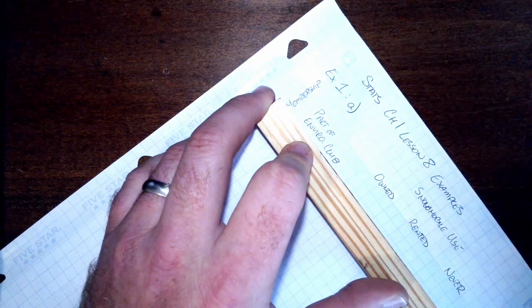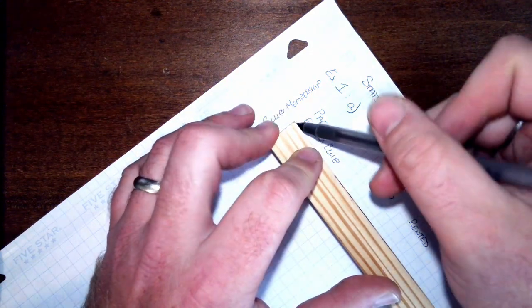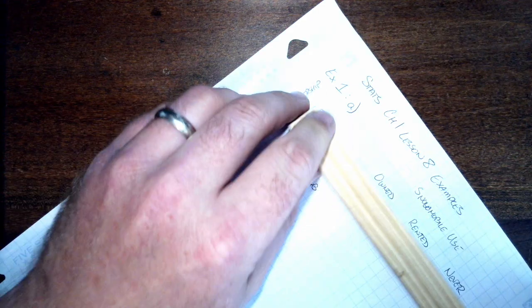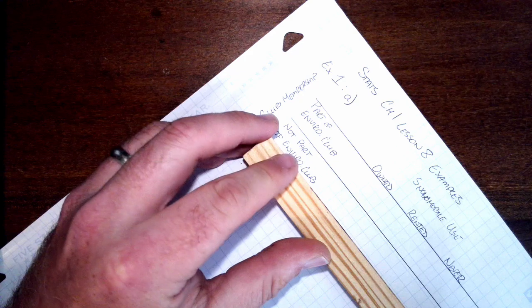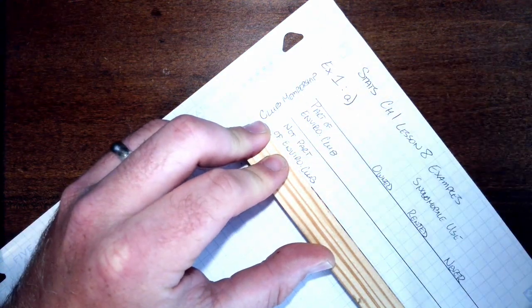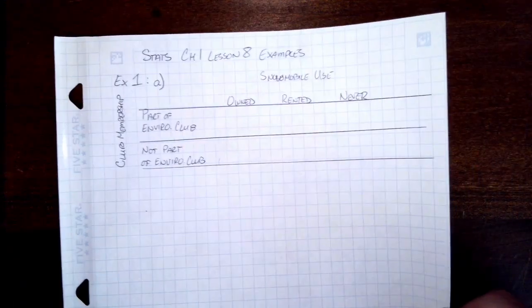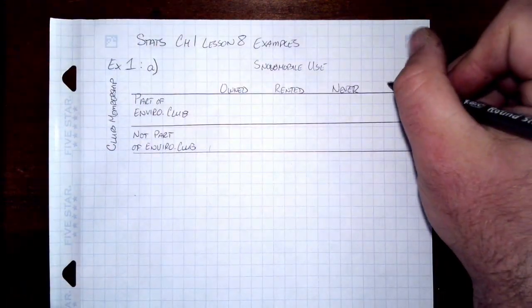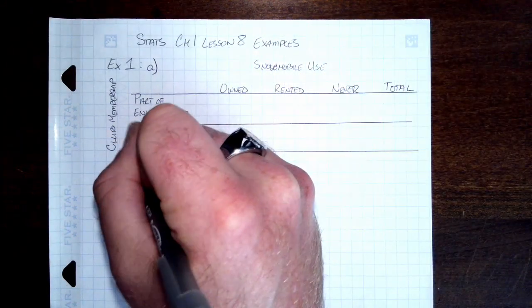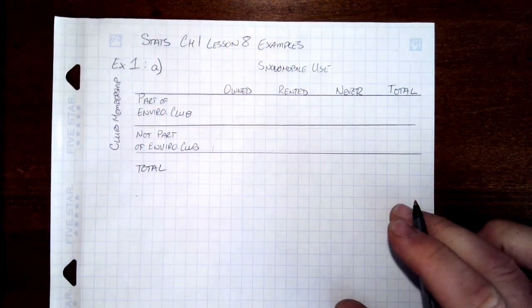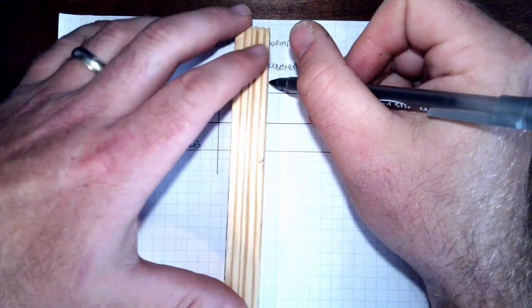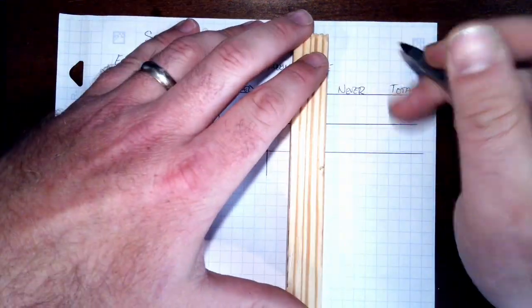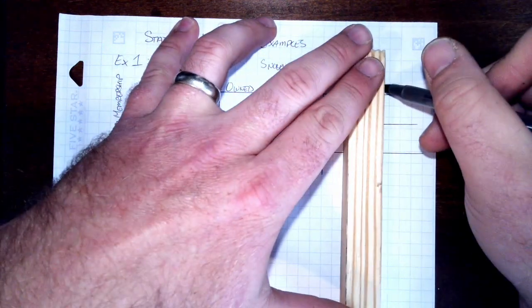Get some straight lines here, using my straight edge. And I'm leaving a little bit of extra space because we should add some other information that we might want, such as totals. So this way we could also quickly see how many people have owned or rented or never used a snowmobile, also how many people were part of the environmental club and how many were not.